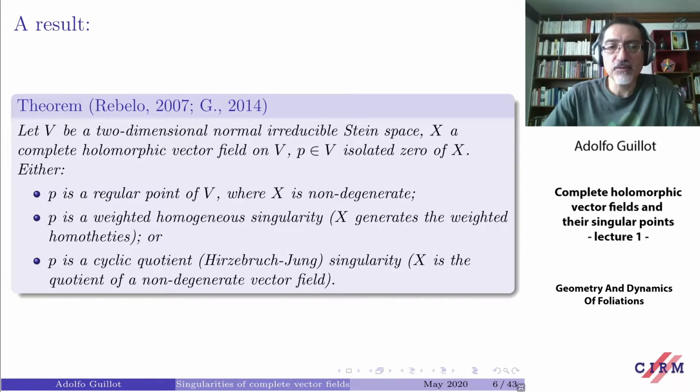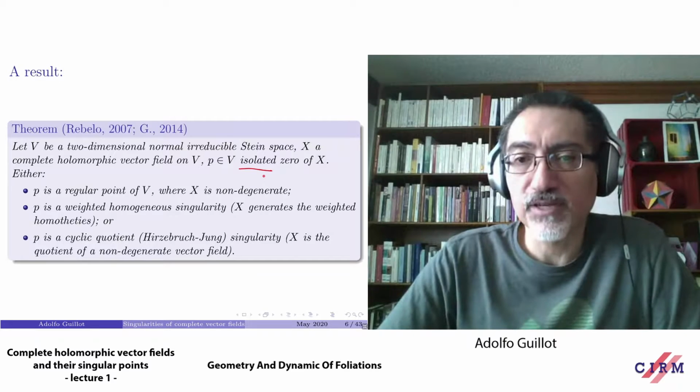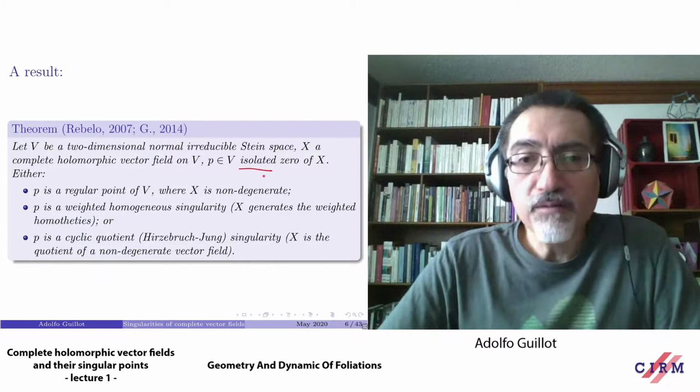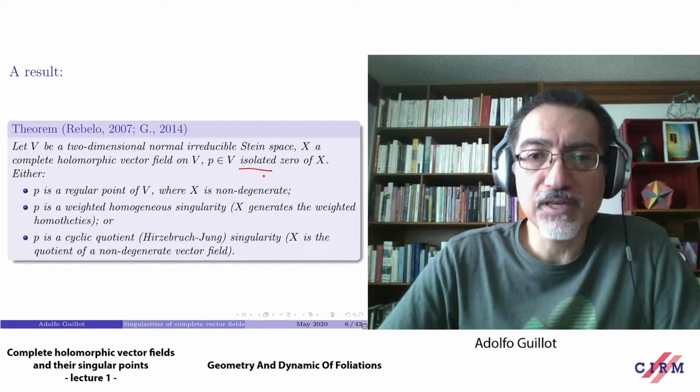So suppose we are in this setting, we have a Stein space, and we have a holomorphic vector field, and we have a point in your space that is an isolated zero of X. So the zeros of X form a subvariety, and they can pass through P or not pass through P. And I'm saying here that the hypothesis is that the zeros of X do not pass through P. So under this hypothesis, either your point P is a regular point of V, and the vector field is non-degenerate, or maybe P is a singular point of V, and in this case, you have two possibilities.